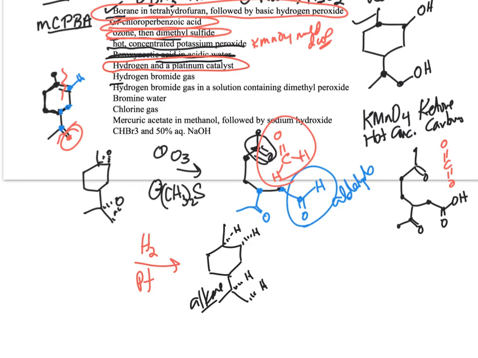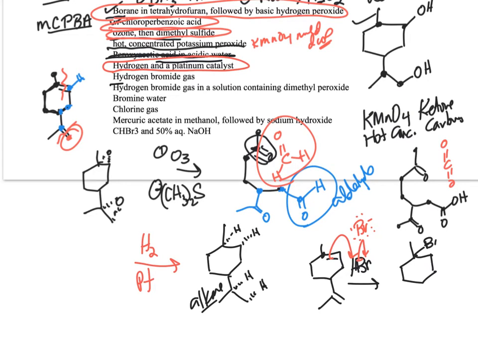Hydrogen bromide gas. So HBr. We're going to add the H, generate the bromide nucleophile. This is going to add Markovnikov addition to each of these alkenes. So you're going to get your carbocation here. And so you're going to add the bromide to the more substituted carbon. So that's Markovnikov addition.